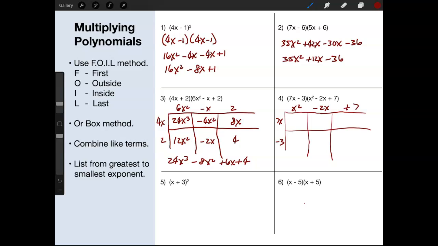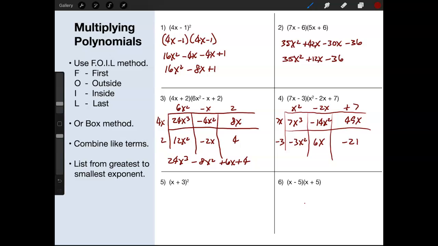7x times x squared is 7x cubed. 7x times negative 2x is negative 14x squared. 7x times positive 7 is 49x. Negative 3 times x squared is negative 3x squared. Negative 3 times negative 2x is positive 6x. And then negative 3 times positive 7 is negative 21.